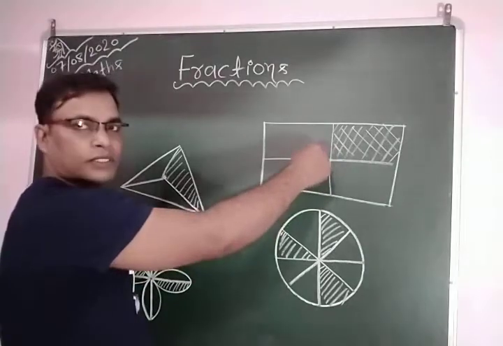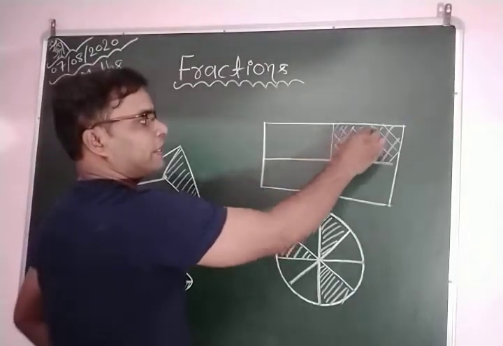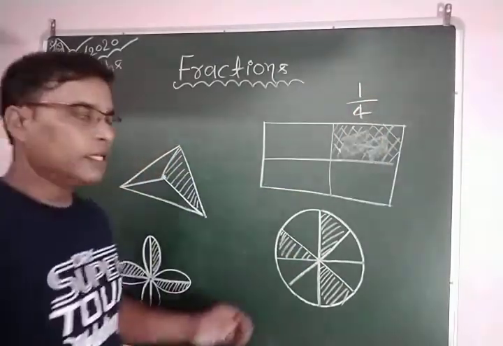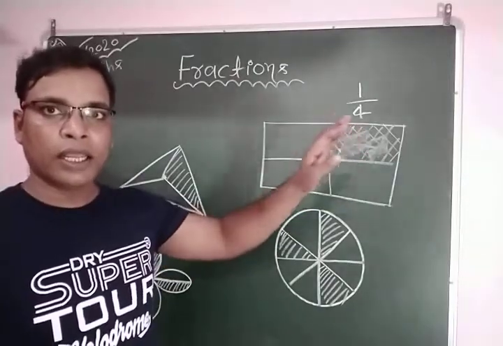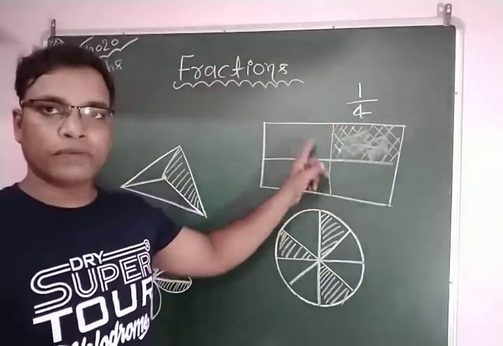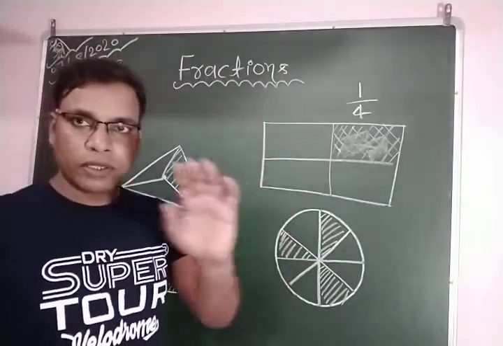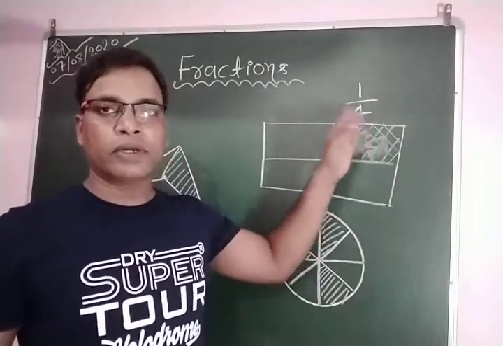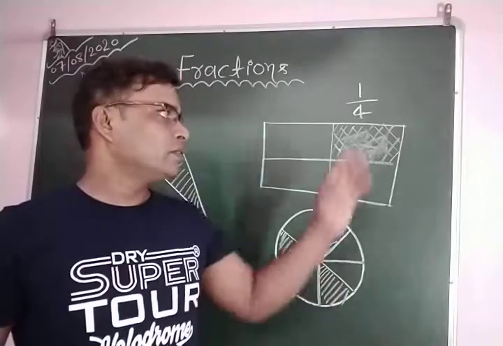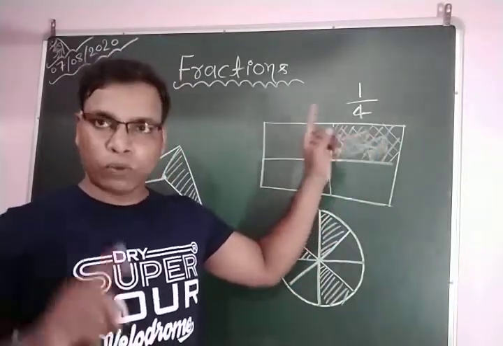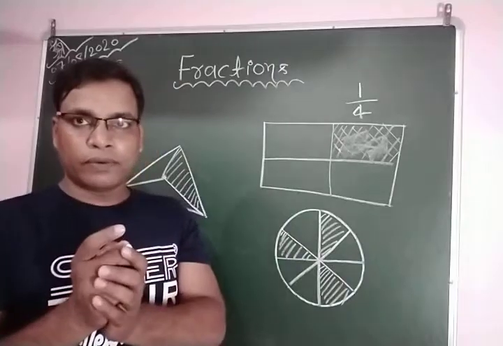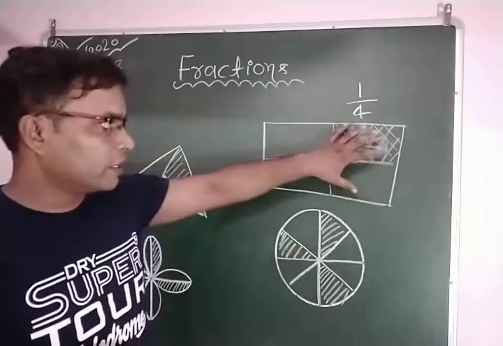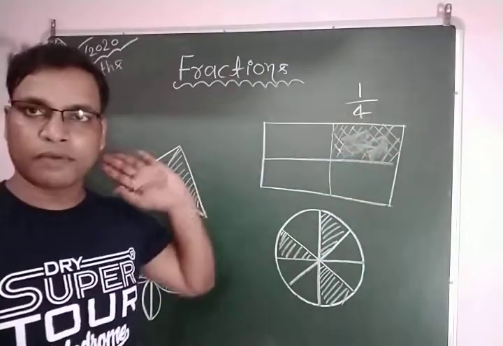So the fraction of the colored part of this figure is 1 by 4, because here the total number of parts is 4: 1, 2, 3, 4 parts, and we color only 1 part. So the fraction of the colored part is 1 by 4, or you can say the fraction of the shaded part is 1 by 4, because we shade only 1 part out of 4 parts. So the fraction of the shaded part of this figure is 1 by 4.